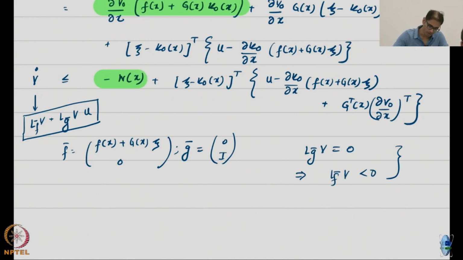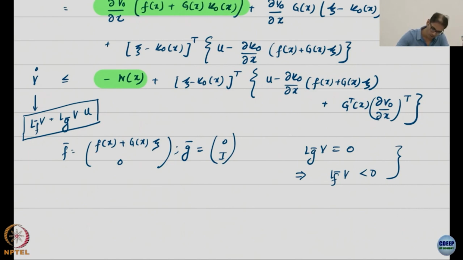The right hand side is exactly the same thing, by the way. Let us not get too confused. Everything multiplying the control is LG bar V, and everything not multiplying the control is LF bar V. These two are scalars in this case, because LF bar V will always be a scalar since V is a scalar, and LG bar V will be a scalar because there is only one control. So what is LG bar V in this case? From the right hand side, can you read out what LG is?